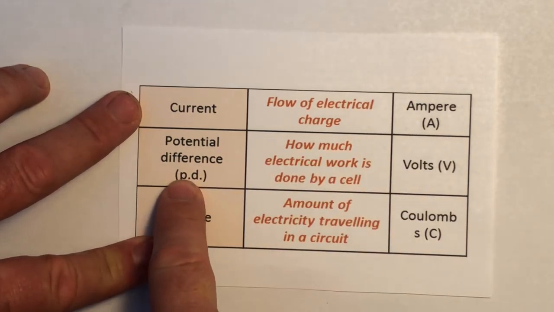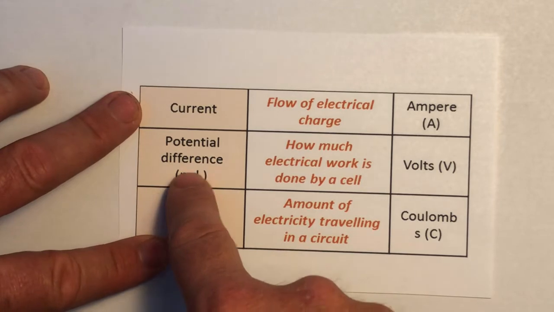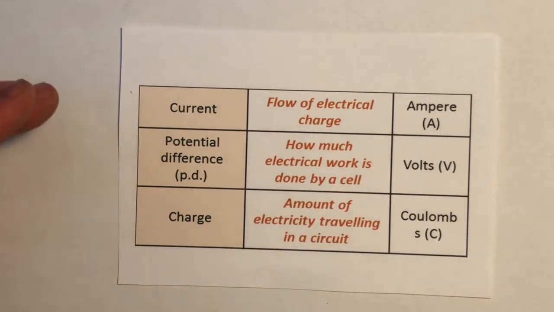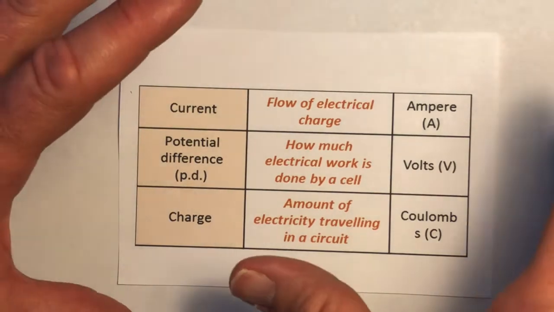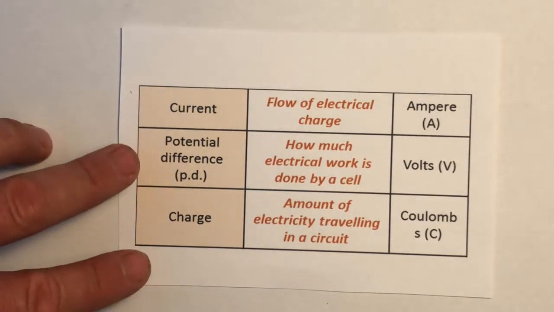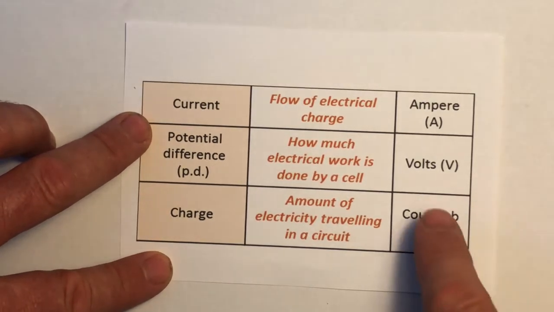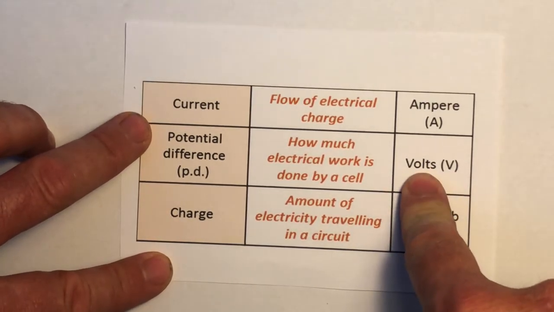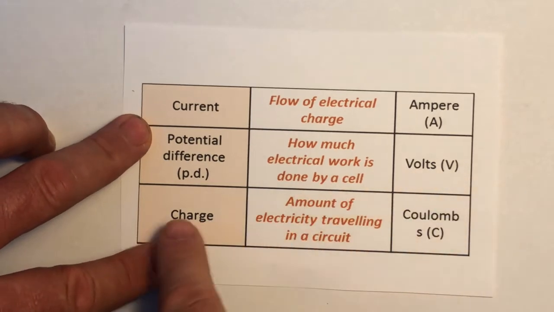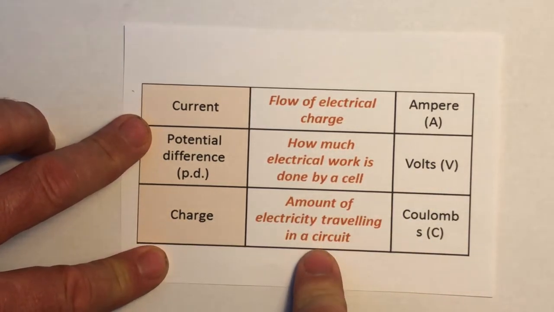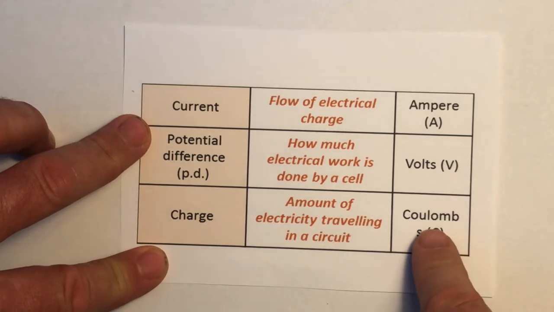Potential difference is the push. So it's how much electrical work is done by the cell. It's how much is actually getting pushed. So it's a bit like the tap. If you turn the tap more, there's more potential difference, there's more push out of the tap. That is measured in volts, capital V. Charge is the amount of electricity travelling in a circuit, and that is measured in coulombs, a strange kind of spelling, with a capital C.